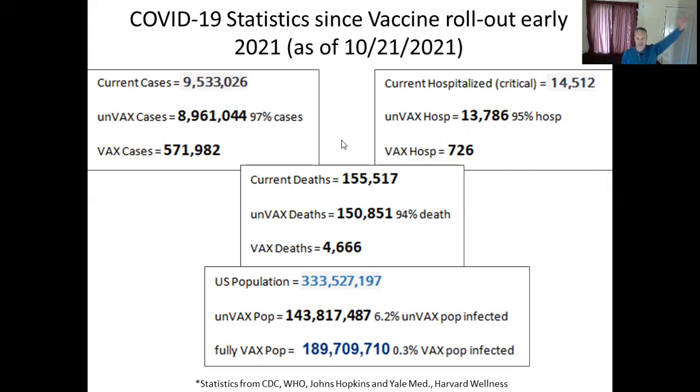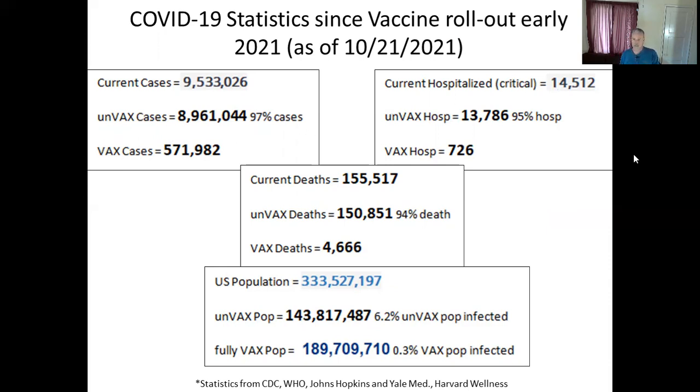We're looking at current cases here of over 9 million. Now these are not all cases with people in hospitals and so forth. These are the cases that have accumulated across time since the vaccines have been rolled out. So you've got 9,500,000. We've got 8,900,000 of those cases were unvaccinated, and we've got 571,000, almost 572,000 were breakthrough vaccinated cases.